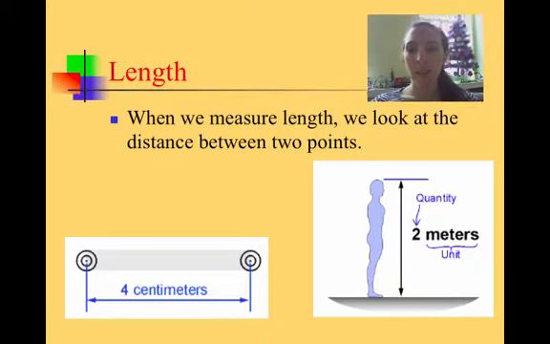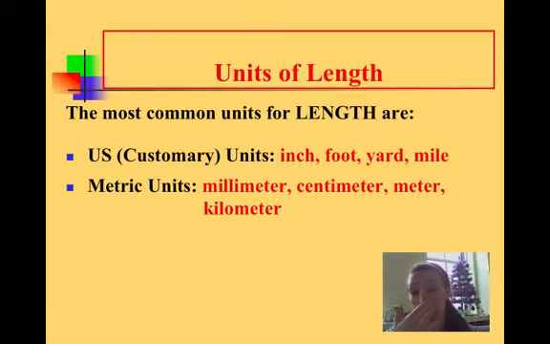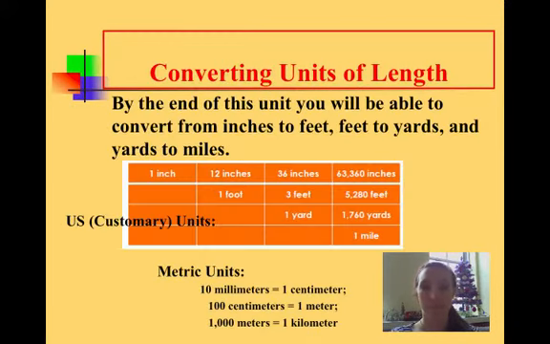Okay. And remember, and look over here, we have our measurement expressed as a number and a unit. So 2 meters would be the height of someone, the distance between the bottom of their feet and the top of their head. The most common units for length are inch, foot, yard, and mile. That's for U.S. units. For the metric units, the most common units of length are millimeter, centimeter, meter, and kilometer. You're going to be responsible for knowing those 8 units.